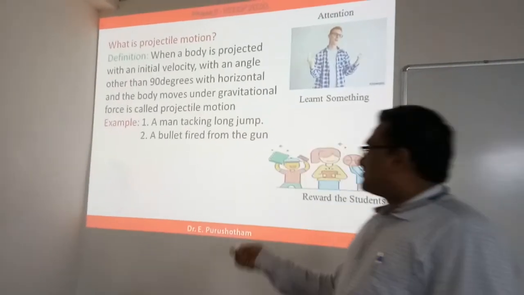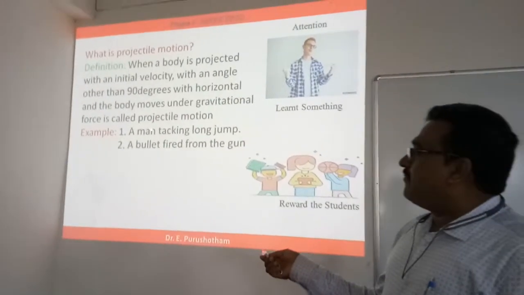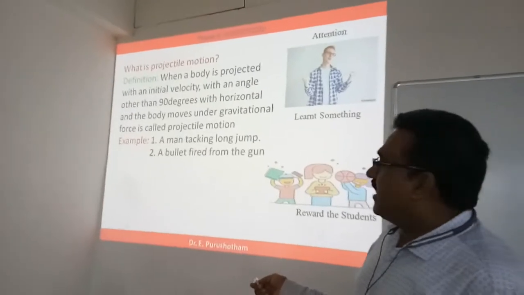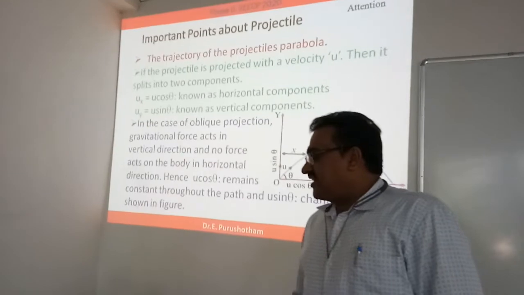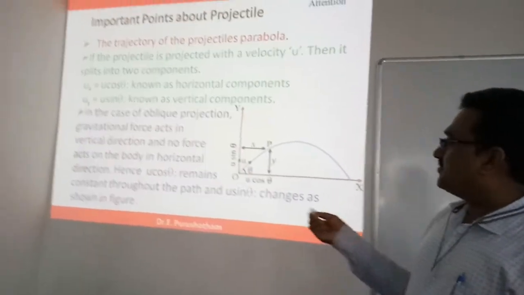What are the examples of projectile motion? A man taking a long jump, and second, a bullet fired from a gun. These are the important points about projectile motion.